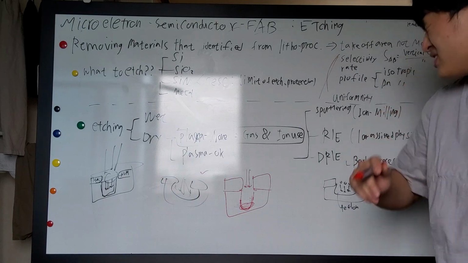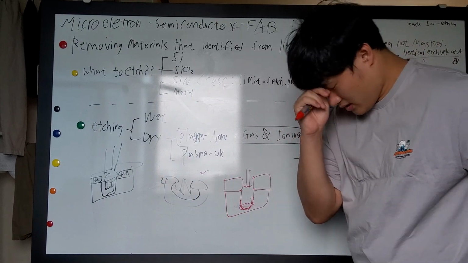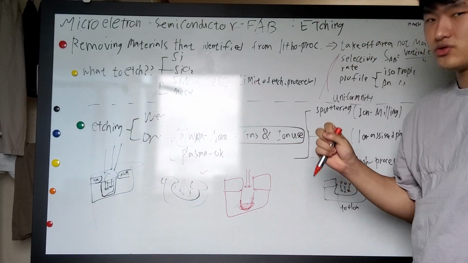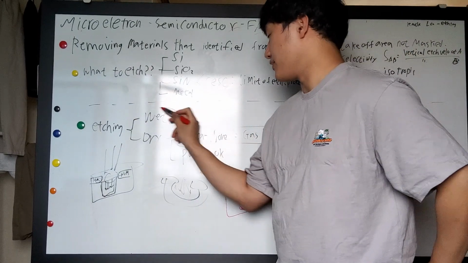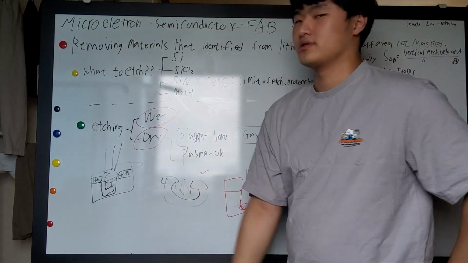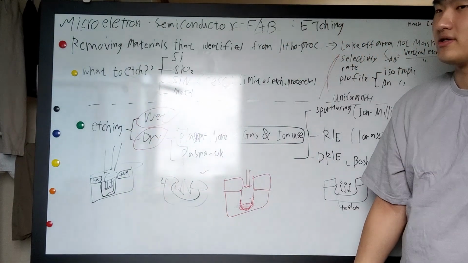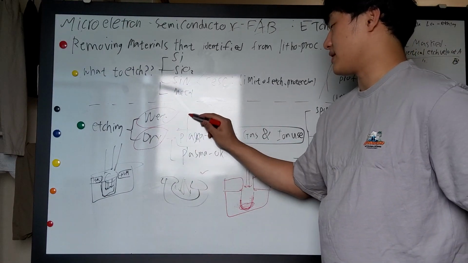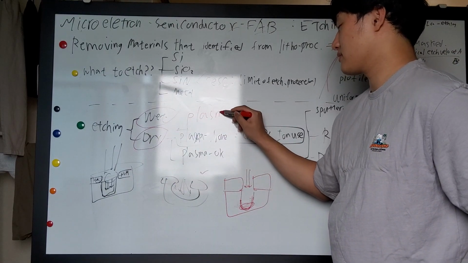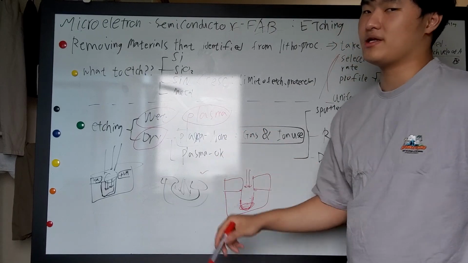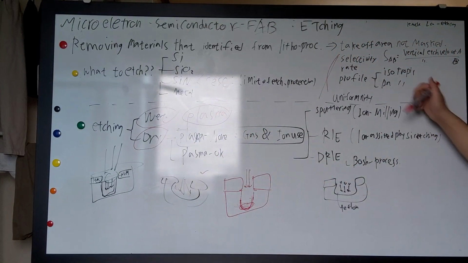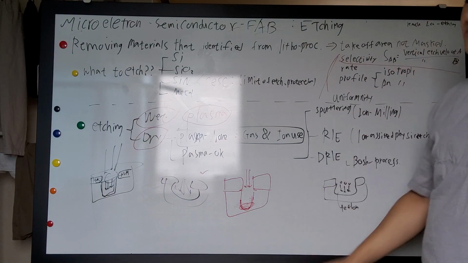For etching, there are two types: first, wet etching, and secondly, dry etching. They all use plasma. Before getting into plasma, let's see how relativity, meaning selectivity, is related.